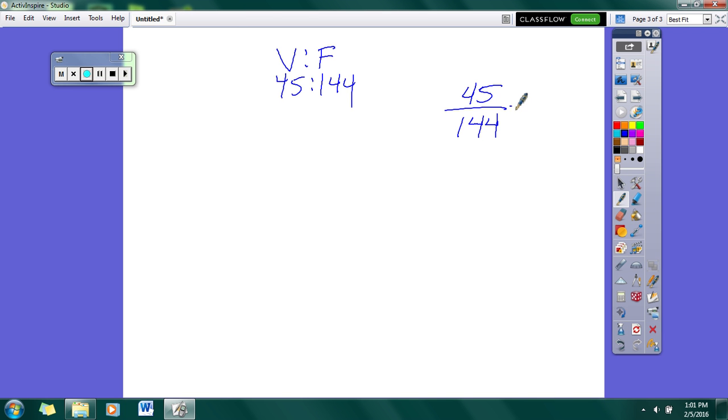And then this is going to be reduced by 9, and it's going to be 5 over... 9 goes into 14 one time with 54. 9 goes into 54 6 times. 5 over 16. Okay, so this says how many times 5/16 of the vegetables can fit inside the fruit.